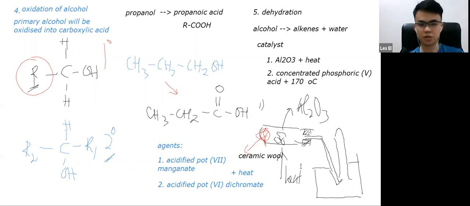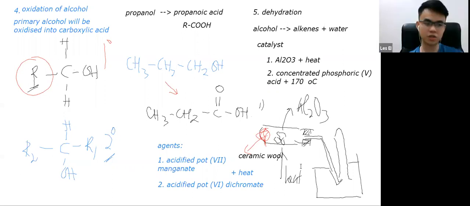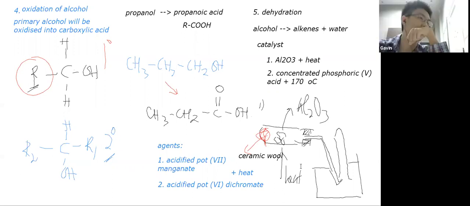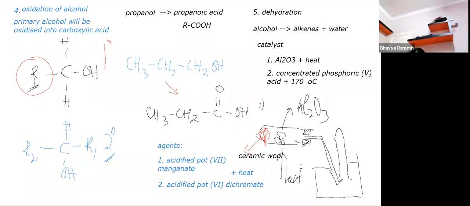So far until here, do you have any questions? Sir, how about the concentrated phosphoric acid? Do we use both catalysts or just one? You choose one only. I just told you that there are two catalysts that you can use. Okay. For those who just learned or at first did not really understand, do you have any questions until here? No. Okay, I continue.